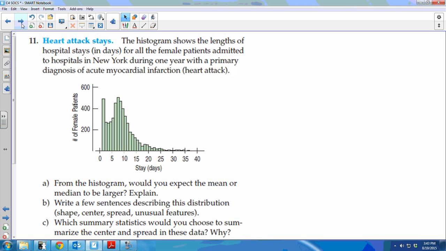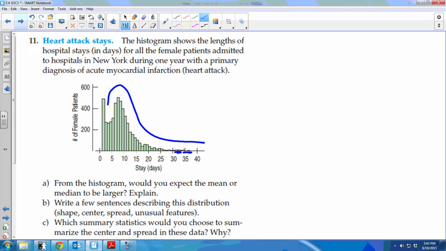So let's do an example or two, and then I'll let you do the assignment. The histogram shows the lengths of the hospital stays in days for all the female patients admitted to hospitals in New York during 1 year with a primary diagnosis of heart attack. So there's the histogram. From the histogram, would you expect the mean or median to be larger? Now, this is unimodal and skewed to the right. Remember, there's people all the way down here.